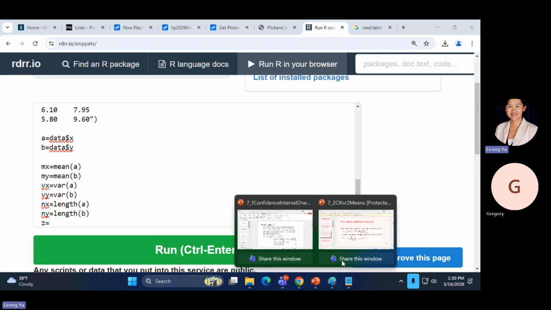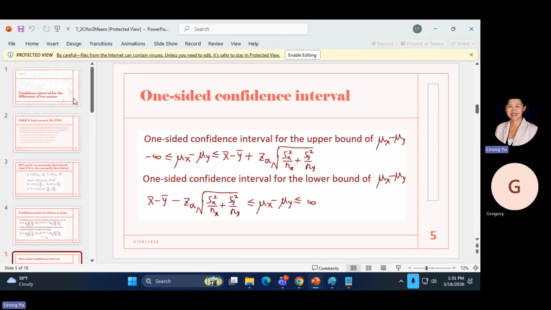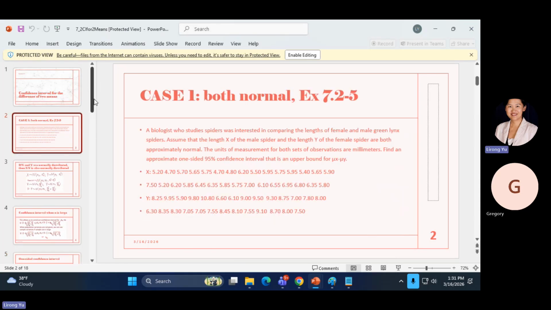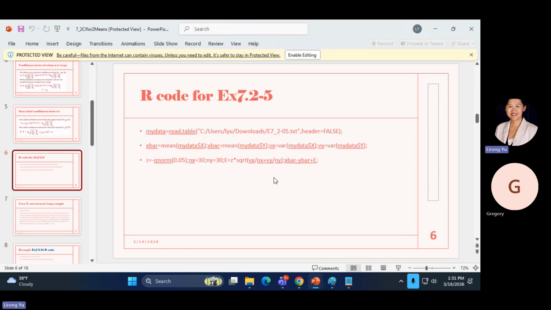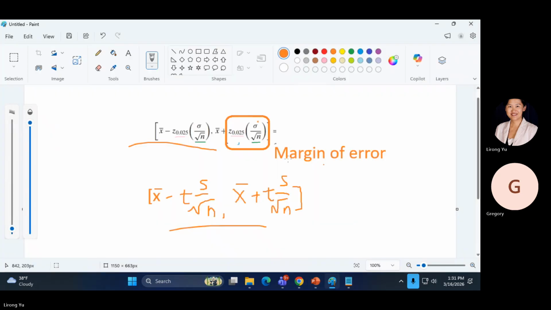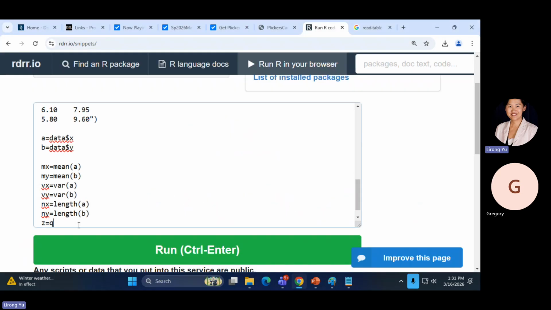What's the percentage again? It was 95%. So to create the 95% interval, I think we have it over here. We only want the upper bound. This is 95%, so the boundary is 5%. We need the 5%, Z 0.05. Okay, so we're going to do a qnorm, a quantile in the normal table. We have 0.95. That's the Z we're looking for.